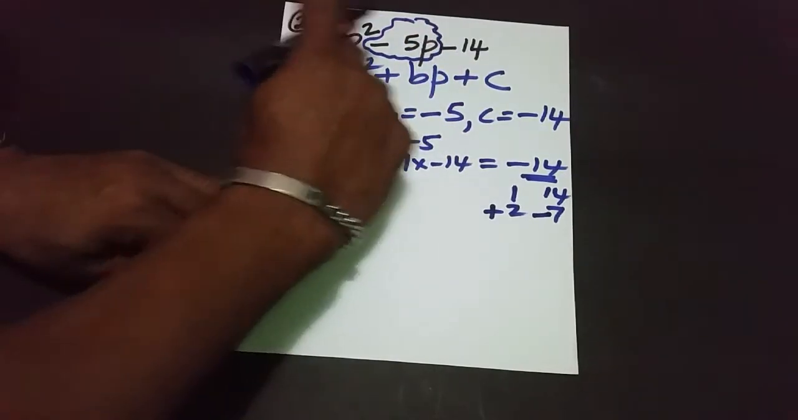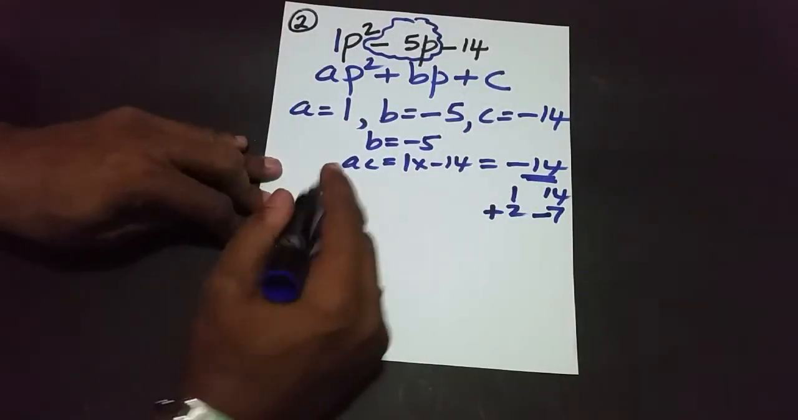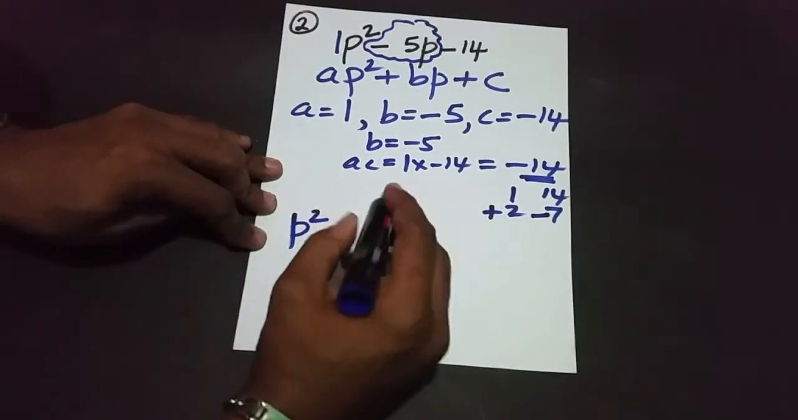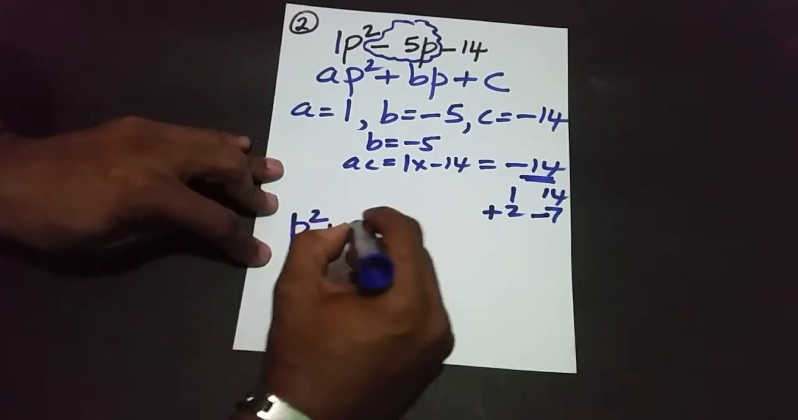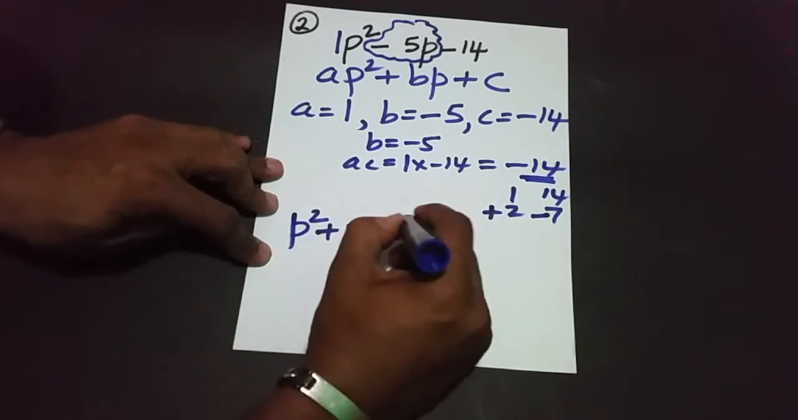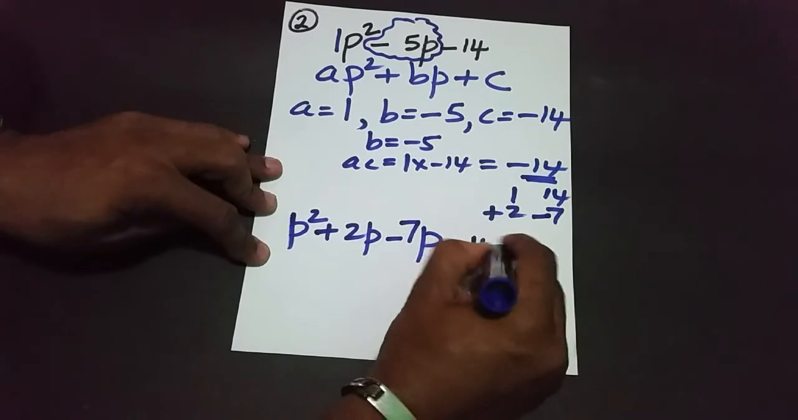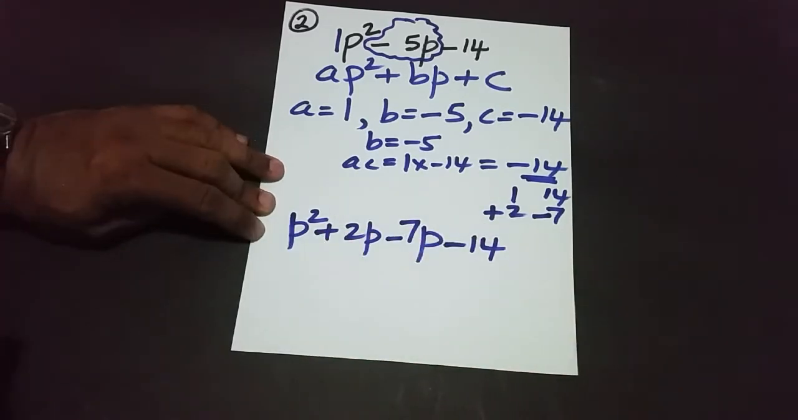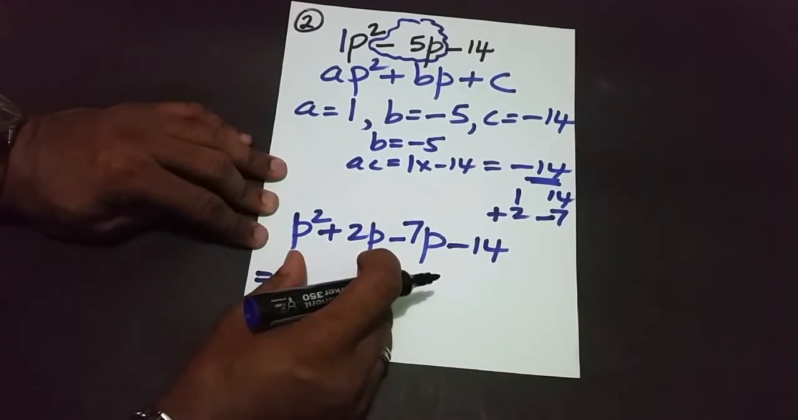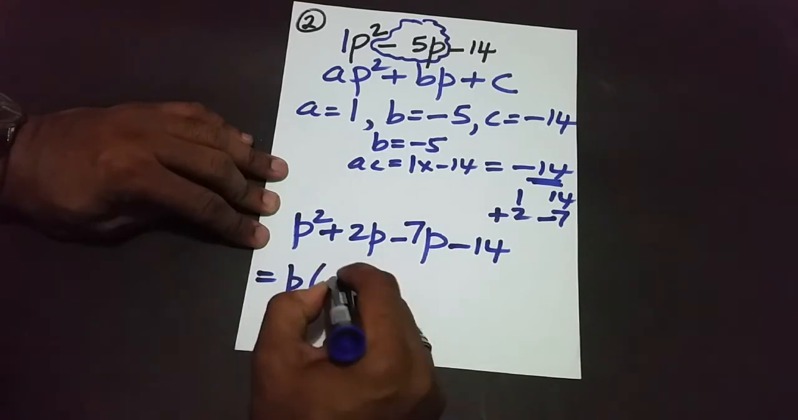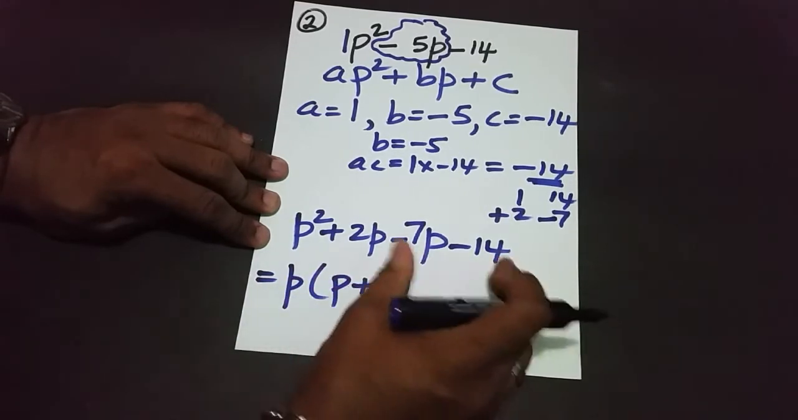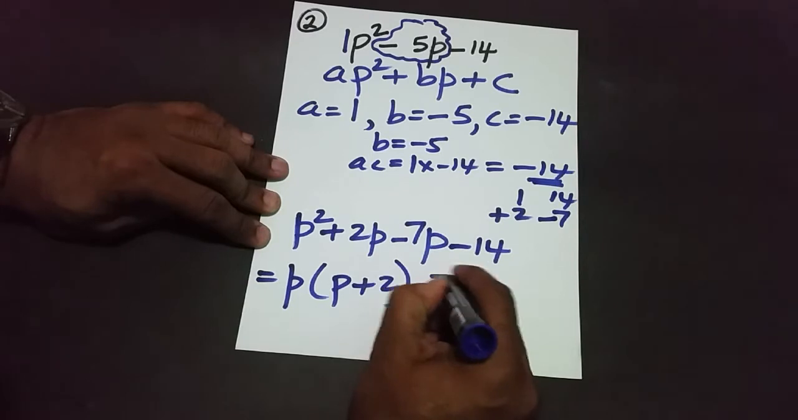So I can rewrite this quadratic expression now, except now I'm not going to write back the minus 5p. I'm going to put plus 2p minus 7p. This is what is going to give me back the minus 5p and the minus 14. Now we can factorize by grouping. So what is common in these two terms? That would be p. So it's p plus 2. And what is common inside here is negative 7.